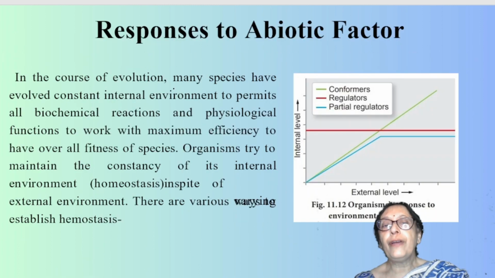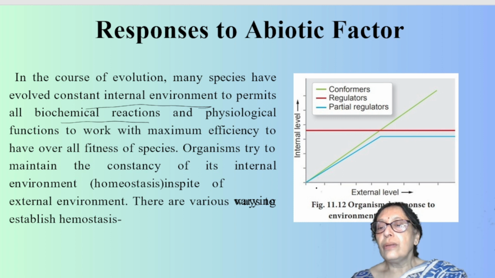So, in the course of evolution, it is found that many species have evolved a constant internal environment to permit all biochemical reactions and physiological functions to work with maximum efficiency, and this improves the overall fitness of the species. So we get organisms' responses to the environmental stresses. We can classify them into three: the regulator, conformer, and partial regulator.